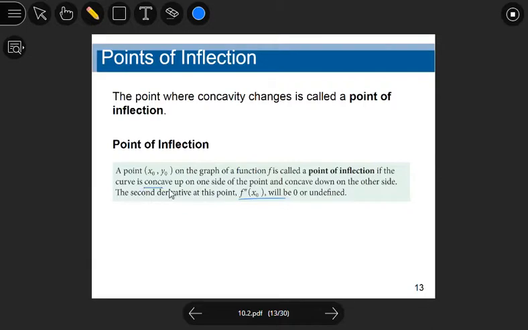So this is very important. If the second derivative is 0 at some point, it is a point of inflection. Remember this one, this is important. And we can also check if the concavity changes at some point, then it is also a point of inflection.